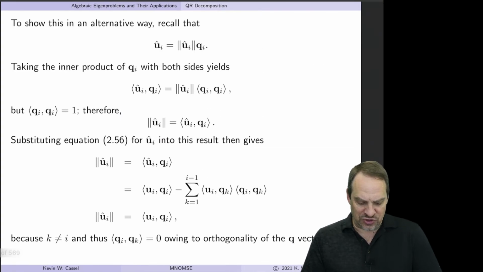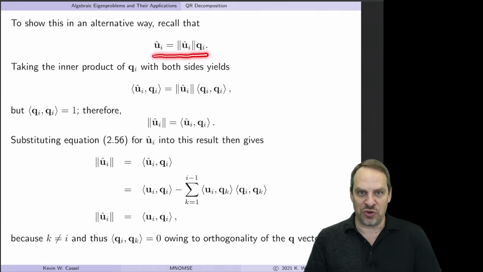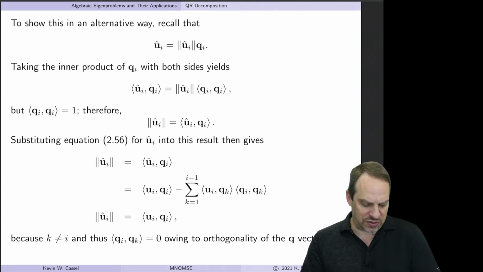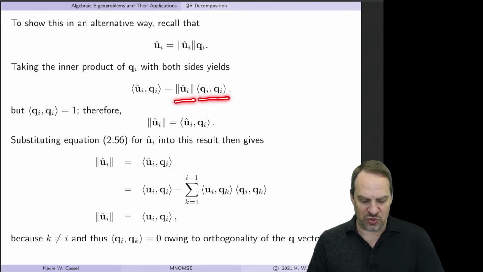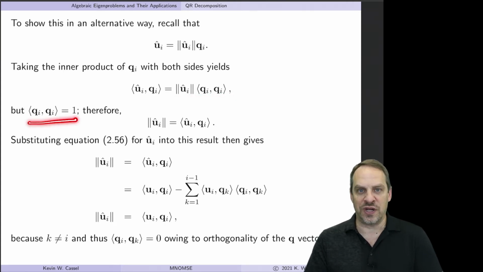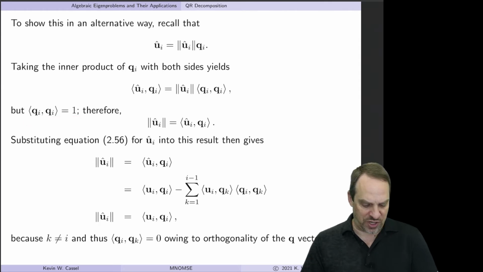Now alternatively, we can show that same result by recalling that ui hat is equal to the norm of ui hat times qi. Again, that just comes from the definition of how we got qi. If I take the inner product of qi with both sides of this, we get on the left the inner product of ui hat with qi, and on the right we have our norm times the inner product of qi with qi. But the inner product of qi with qi, well, that's just 1, because they're unit vectors and it's the same unit vector, so the inner product is 1.